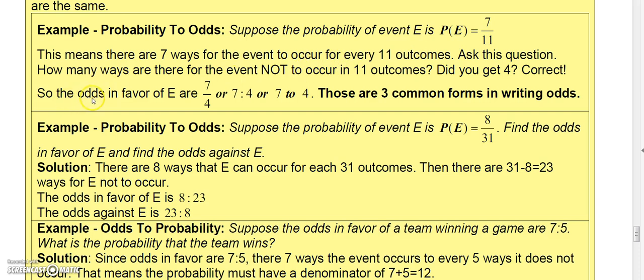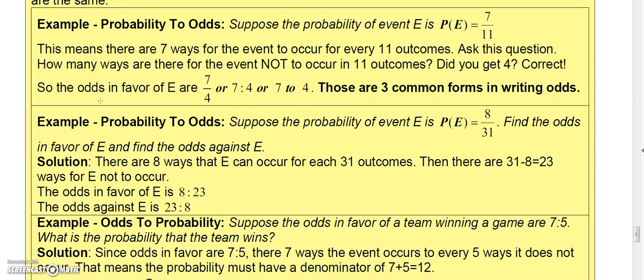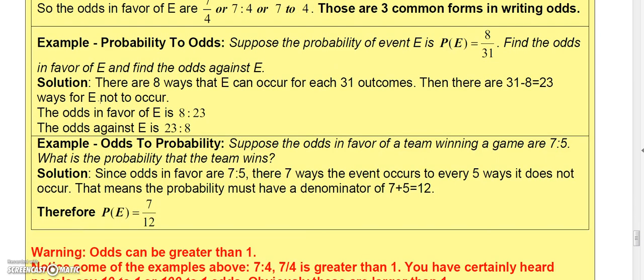So the odds in favor of the event would be 7 ways it could occur to the 4 ways it could not occur. And you could write it as a fraction, or you could write it like this, 7 colon 4, or you could just use the words 7 to 4. But those are all 3 common ways to express odds.